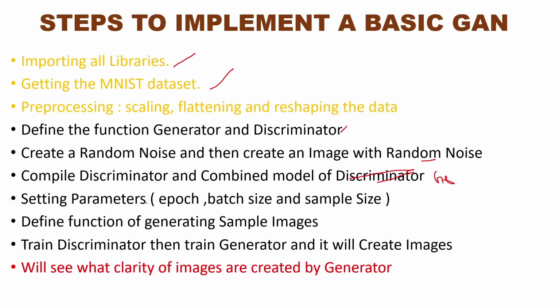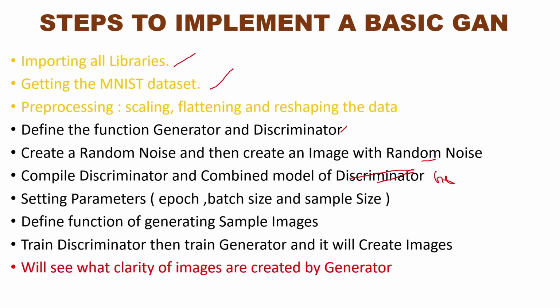Then I will set the parameters: what the epochs are, how many loops need to be run, what the batch size would be, and what the sample size would be. Then I would define the function which will create sample images. Here I have defined the generator and discriminator, but in the generator I have to call these functions, because this function will generate the images.